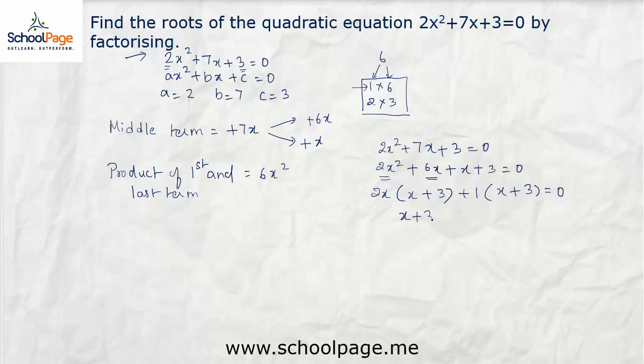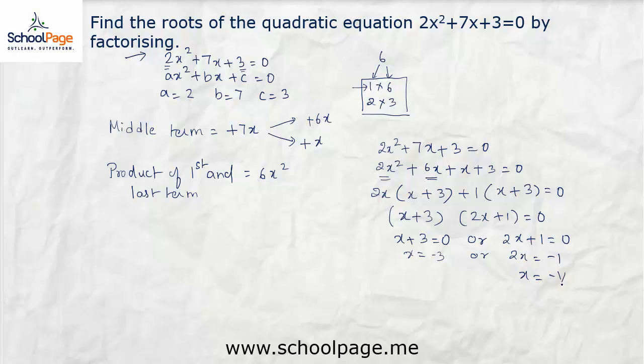That means x plus 3 into 2x plus 1 equal to 0. x plus 3 equal to 0 or 2x plus 1 equal to 0. So x is equal to minus 3 or 2x equal to minus 1. So x is equal to minus 1 by 2. So we have two roots, x is equal to -3 or x is equal to -1 by 2, as the roots of the quadratic equation 2x square plus 7x plus 3 equal to 0.